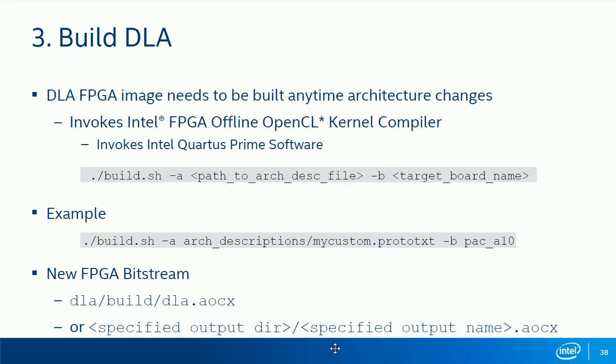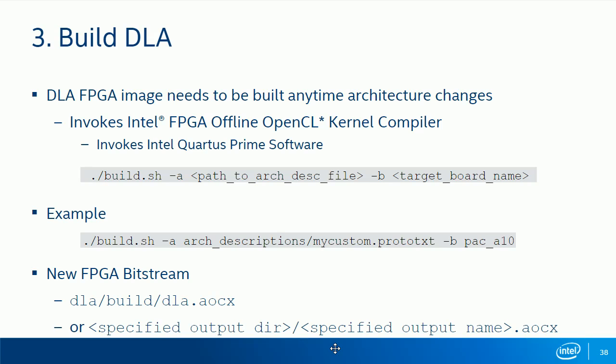Once the custom architecture prototxt file and the target board have been determined, you can now build or rebuild a DLA FPGA image. Anytime the prototxt architecture file changes, you'll need to rebuild. Be aware the rebuilding process is lengthy because it invokes the Intel FPGA offline OpenCL kernel compiler, which in turn invokes Intel Quartus Prime software.